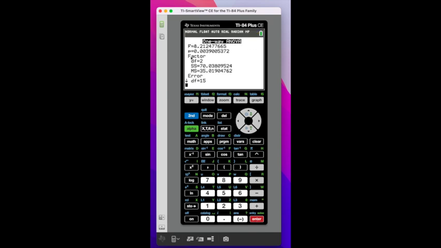Now, the stuff down below here where it says factor, all that stuff below there, we're not going to cover in this class. We're just going to focus on the F test statistic and our p-value, which is given here. So here's our test statistic, 8.2124 or 5 if we round up, and then our p-value is 0.0039.